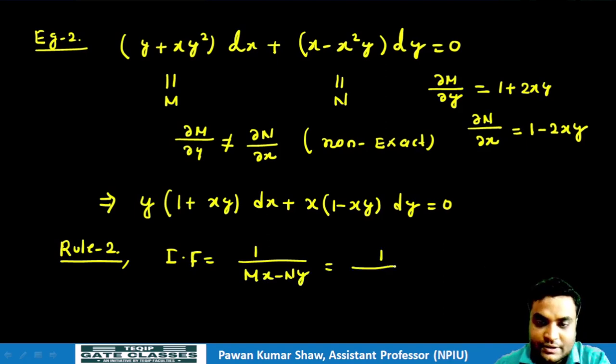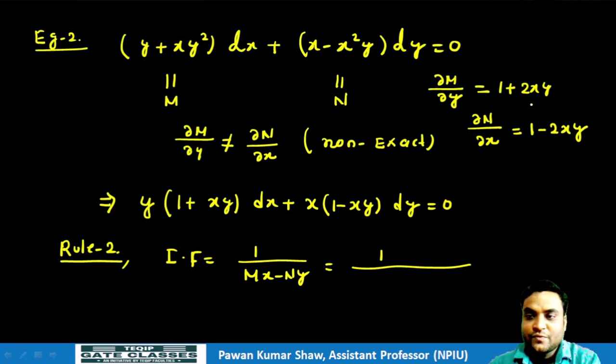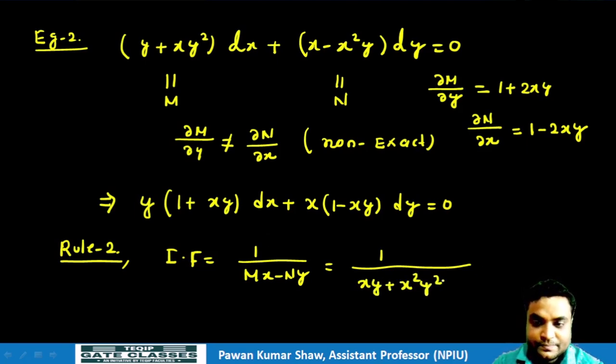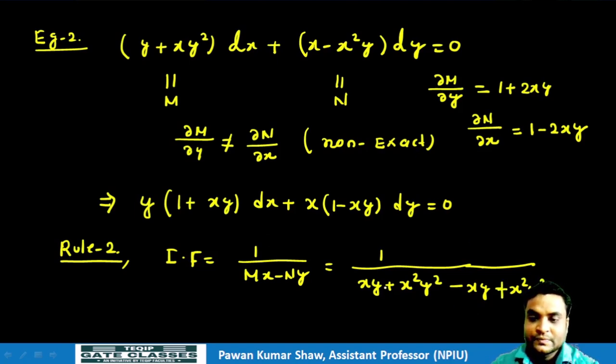So 1 by, what is M? M is y plus xy square, or y into (1 plus xy). So here I am taking y plus xy square and multiplying with x. So that is xy plus x square y square, minus Ny, that is N with y, so that is xy minus x square y square. Sorry, minus is already there, so it is minus minus plus. So xy and minus xy will cancel, and what are we getting?